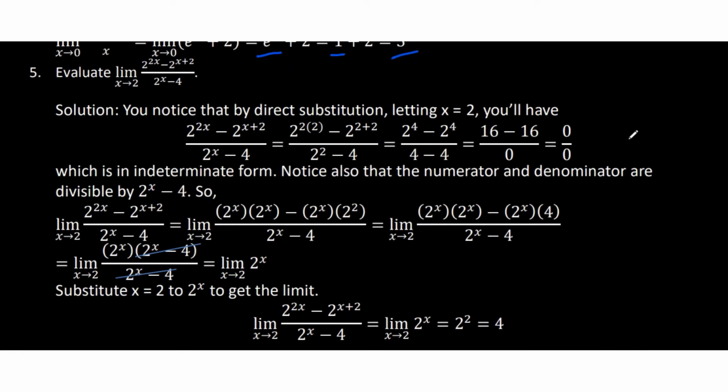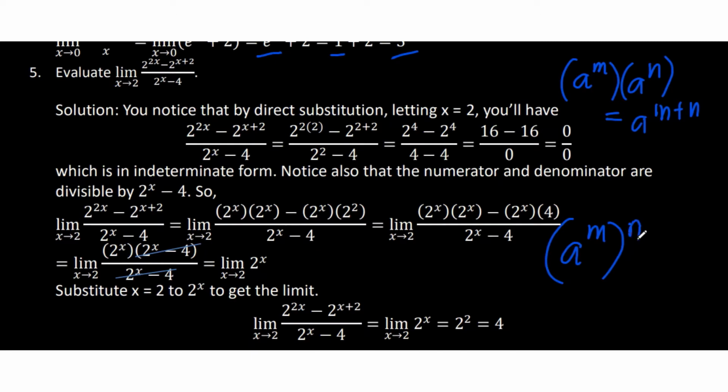The fifth example would like to remind us that we need to recall a raised to m times a raised to n is equal to a raised to m plus n as the rule of exponent. Also, a raised to m, the quantity raised to n, is equal to a raised to the product of m and n. Therefore, from 2 raised to 2x minus 2 raised to x plus 2 divided by 2 raised to x minus 4, the first thing we need to observe here, indeterminate siya pag direct substitution here. Pero kapag obserbahan natin, pwede tayong mag-factor out.